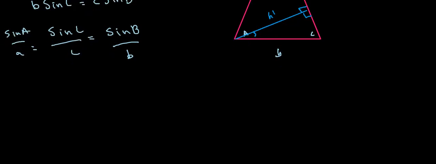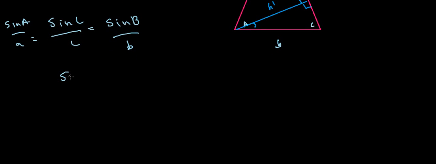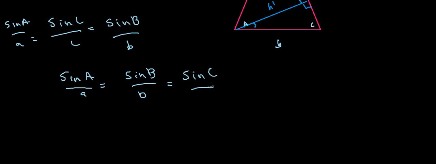So let me just write it out one more time here more neatly. Therefore, sine of A over A is equal to sine of B over B, which is equal to sine C over C.